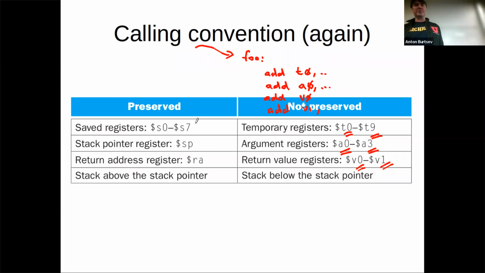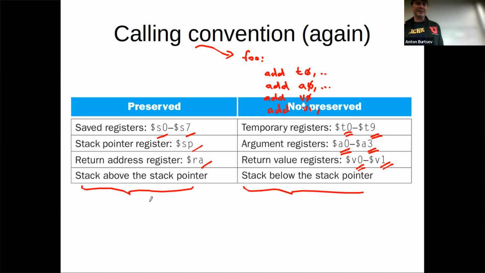What you have to preserve are the registers S0 through S7, because the caller expects them to be unchanged. You have to preserve the stack pointer, restoring it to the original value it had before the function invocation, and you have to preserve the return address. And that's roughly the argument about the stack.